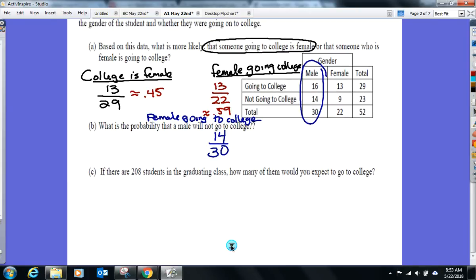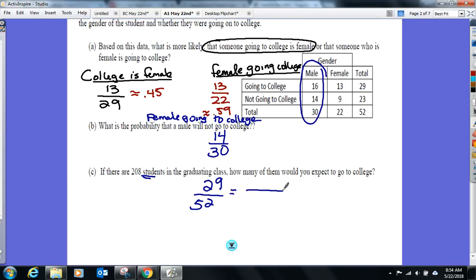All right, 208 kids in the graduating class. How many of them would we expect to go to college? How many are going to college right now out of this sample? 29 out of 52 students. Yep, it says students. Doesn't say break it down by gender at all. So I go total students, 29 out of 52 are going to college.